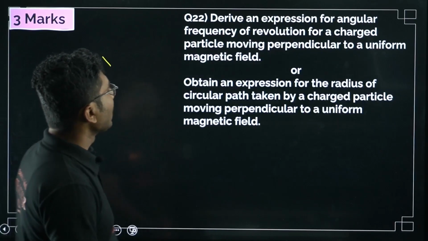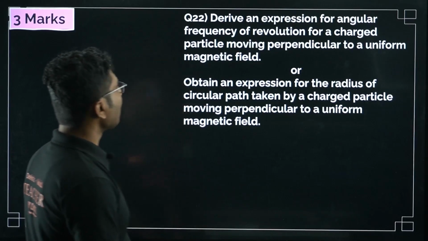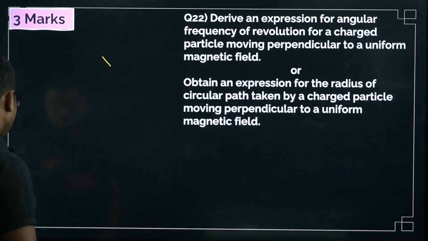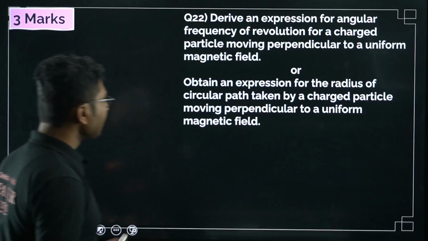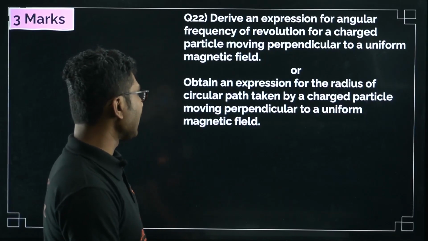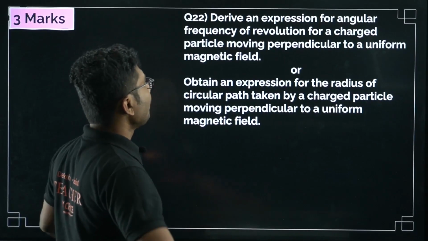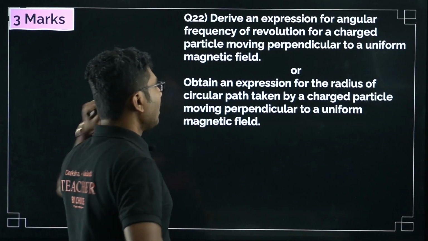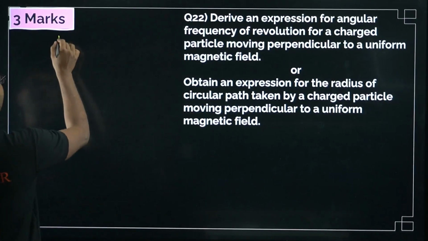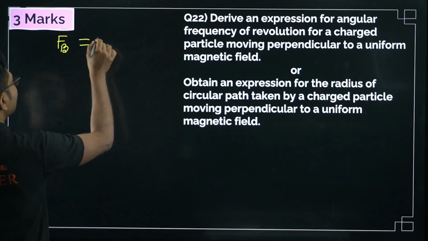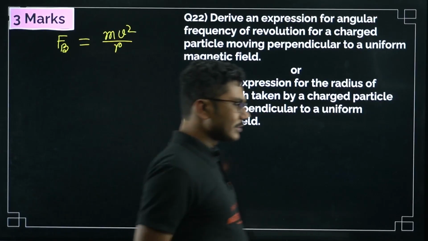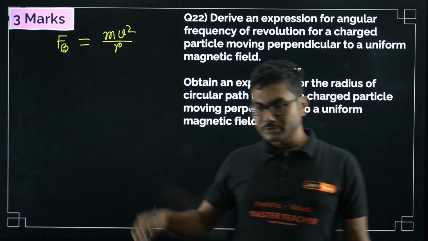Now, next question. Derive an expression for angular frequency of revolution for a charged particle moving perpendicular to a uniform magnetic field. Or there is an or question, a similar question: obtain an expression for the radius of circular path taken by a charged particle moving perpendicular to a uniform magnetic field. So either angular frequency omega or radius r, the process and the method are the same. First of all we have to start with magnetic force. F_B equals mv²/r. The magnetic force is basically providing the required centripetal force for the circular motion.